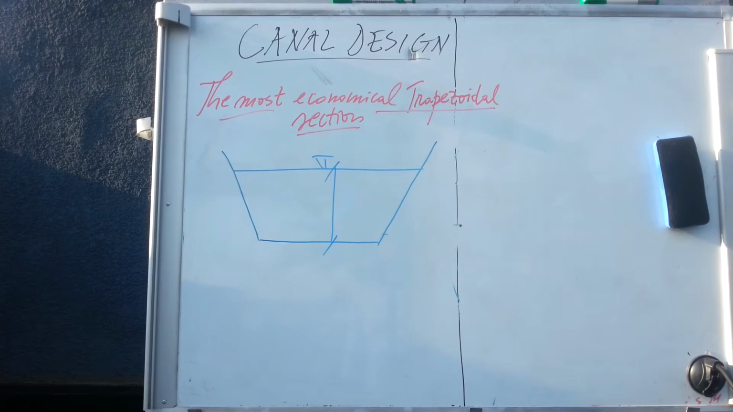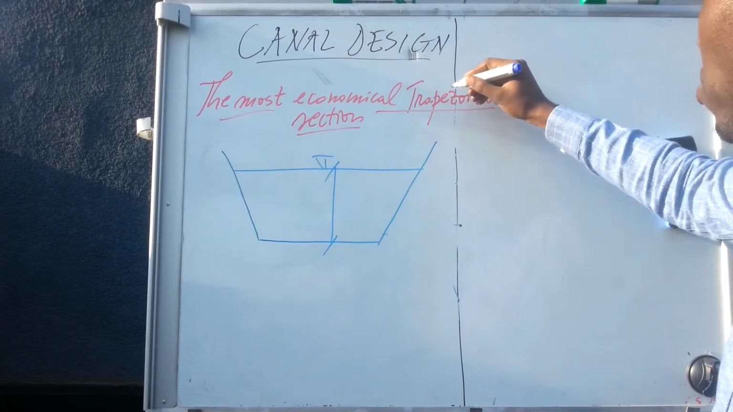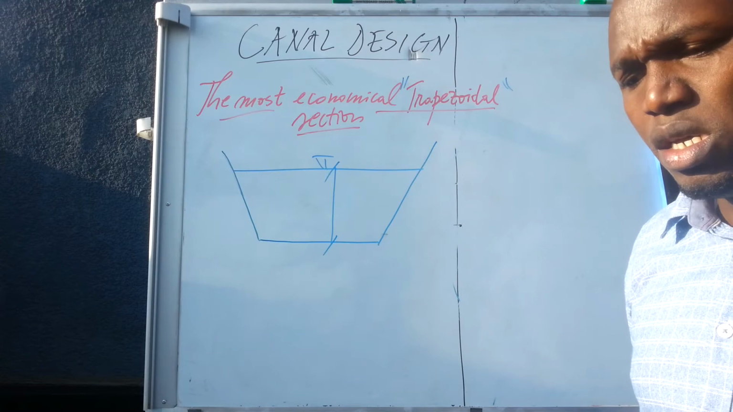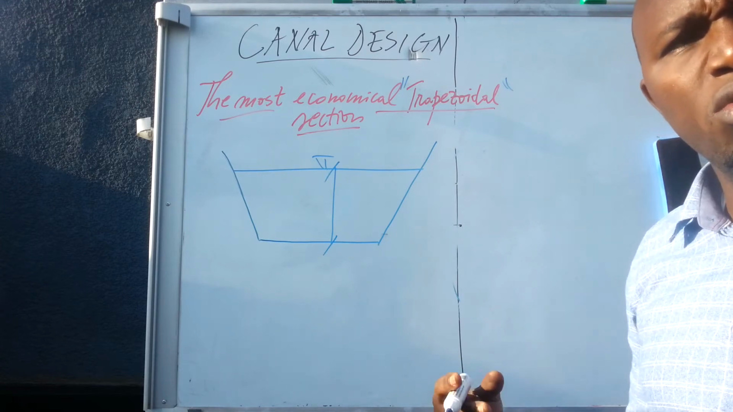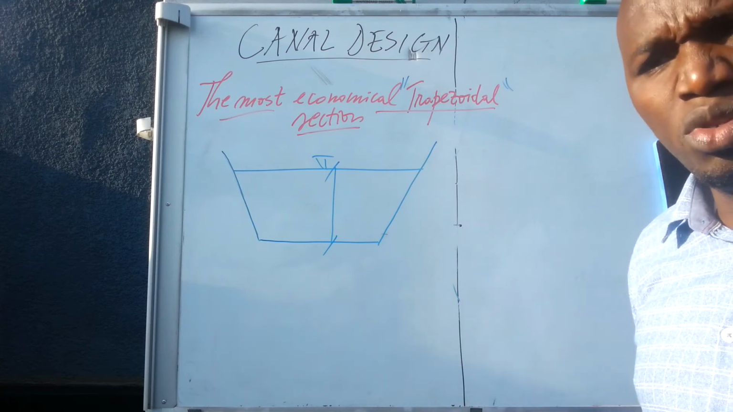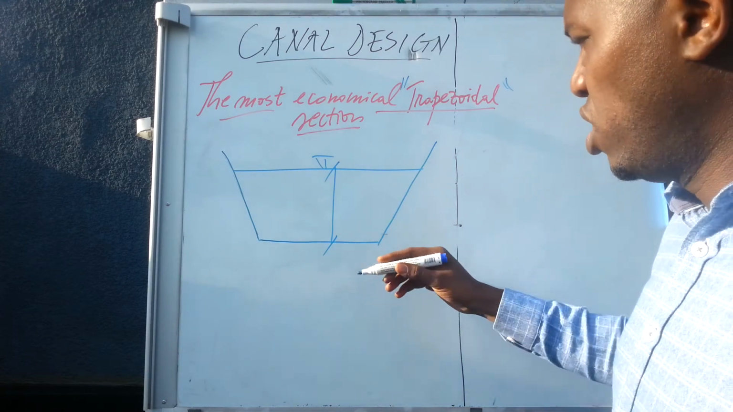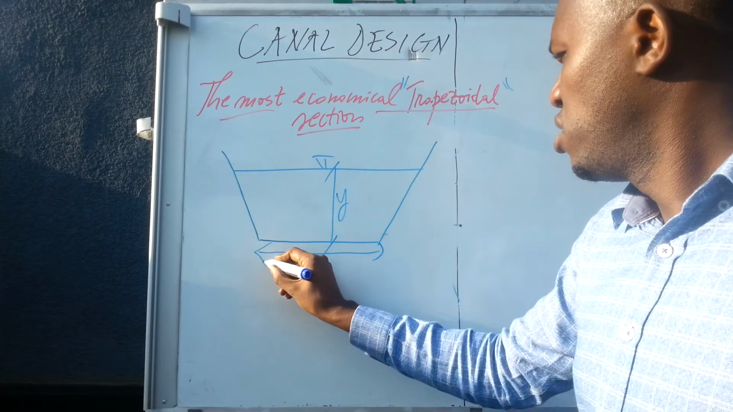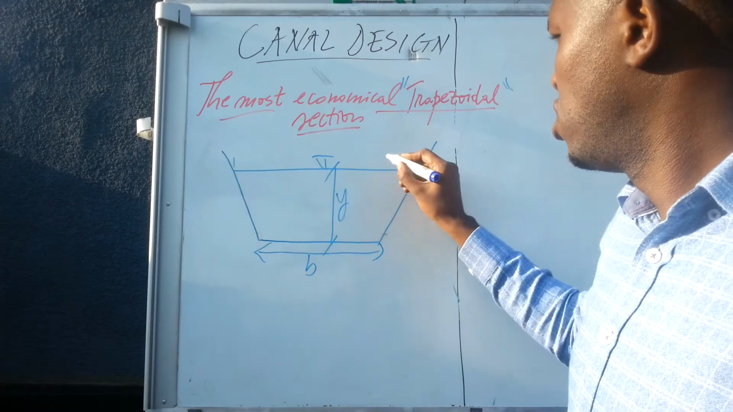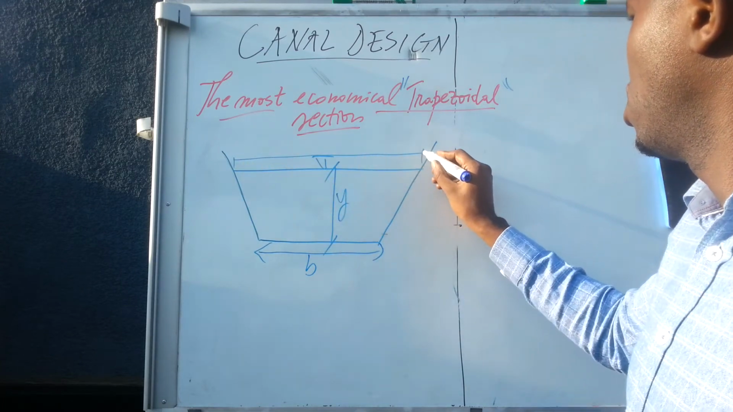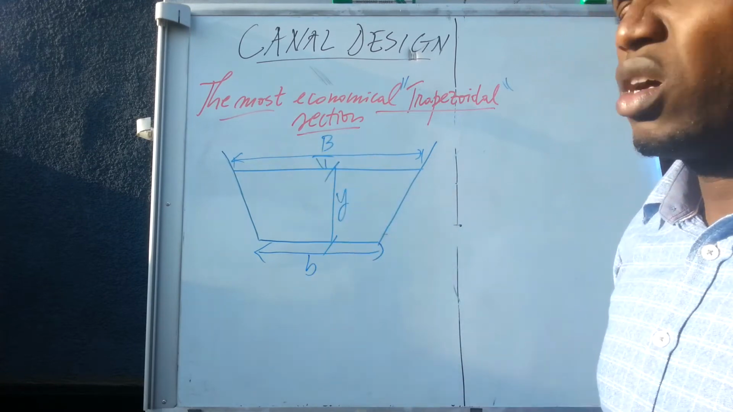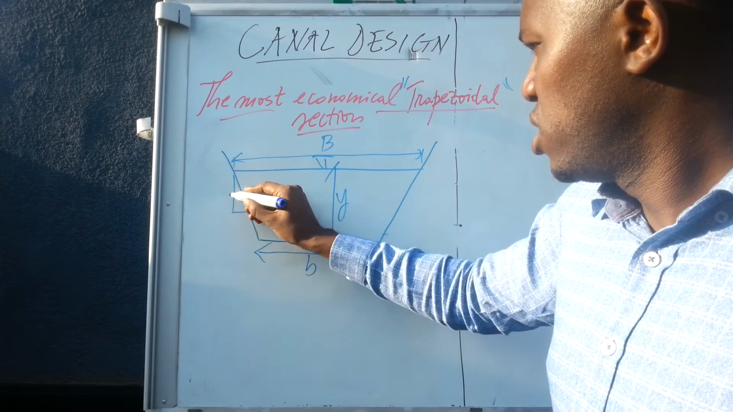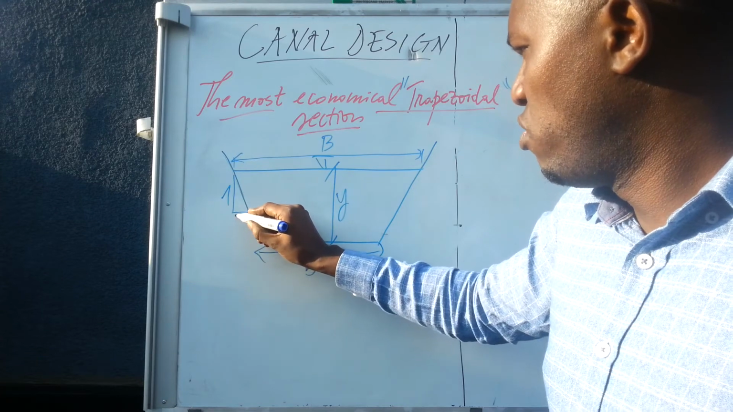So let's continue with the most economical trapezoidal section. Assume that we want to construct a trapezoidal section of a canal, and we are wondering what is the most economical section when we want to construct a trapezoidal channel. First of all, you need to have your parameters. We have our water depth here. We have the bottom width, and remember that the top width, from here to here, is called capital B, and then we have the side slope, assume that I have maybe 1 over m or z.